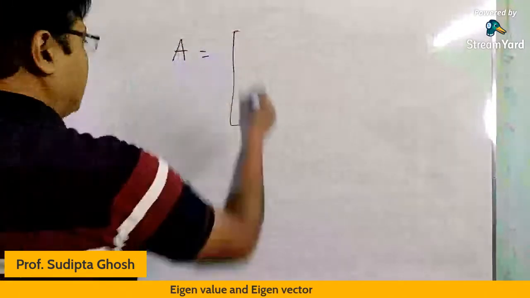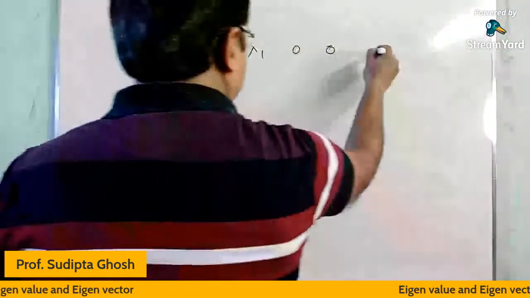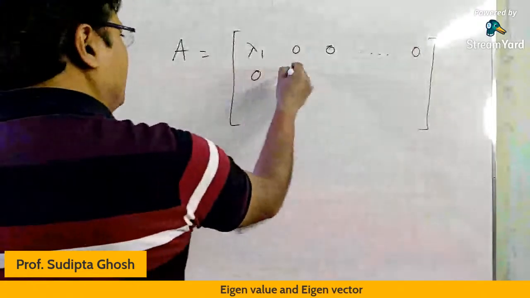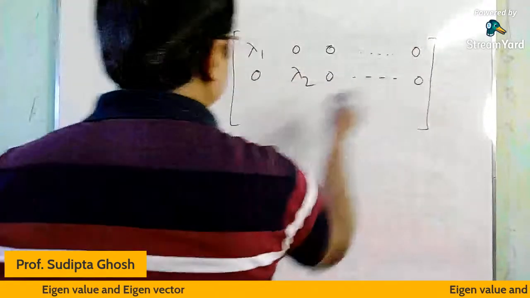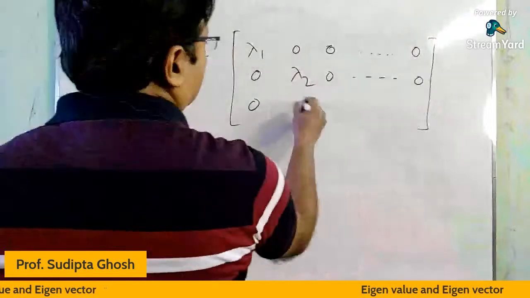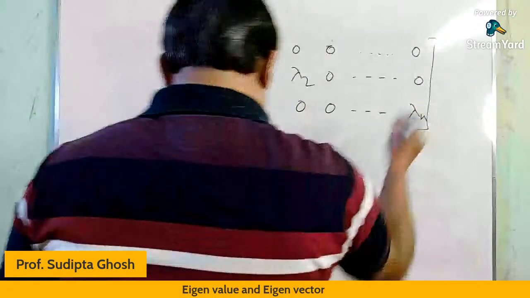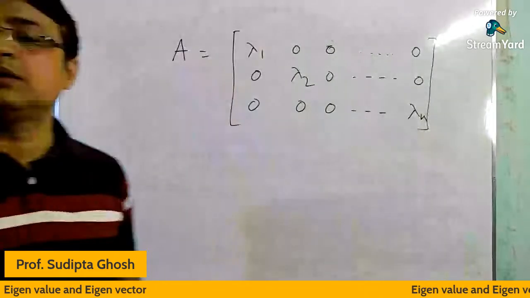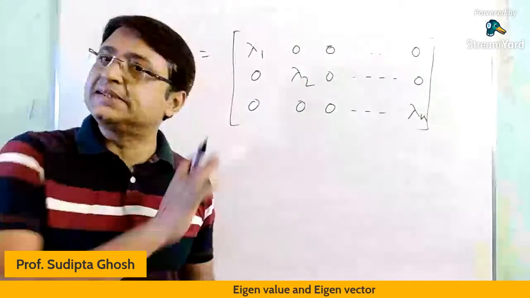then the diagonal matrix can be written as lambda 1, 0, 0, then 0, lambda 2, 0, and so on, with the last element lambda n and zeros elsewhere. This is how the diagonal matrix can be written, and this technique is the diagonalization technique.